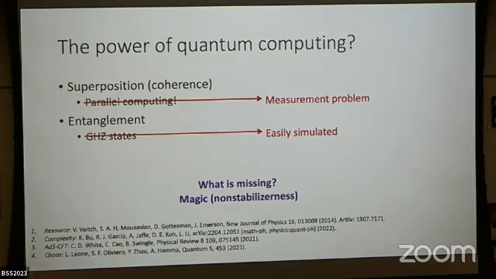I'll talk about what I mean by that. But magic is coming up in more and more places recently. There's a whole resource theory that's been developed recently about magic, how we measure it, how you quantify it. There are connections to complexity theory, as well as AdS/CFT and the role of magic in holography, and it's been proven that magic is necessary for chaos. So it's obviously an important part of quantum computing, but it's something that maybe we don't talk about as often.